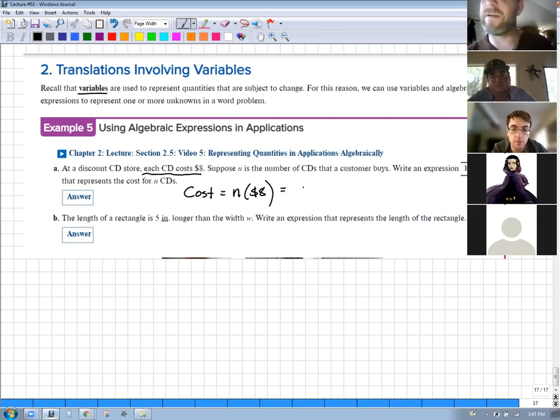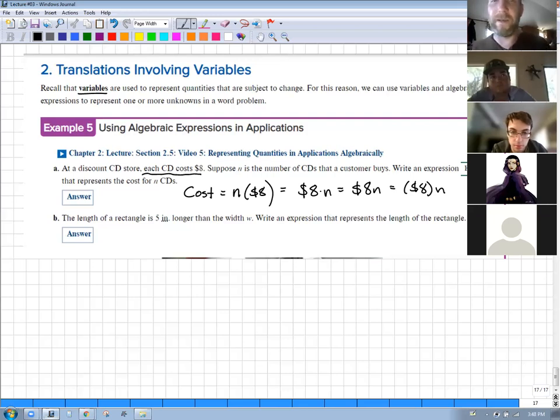Or we could write 8 times n dollars, or we could just write $8n. Those are all the same thing. We could say $8 times n. All we're doing is multiplying two numbers. n is the number of CDs, and then the number 8, and then you throw a dollar sign in front of it.